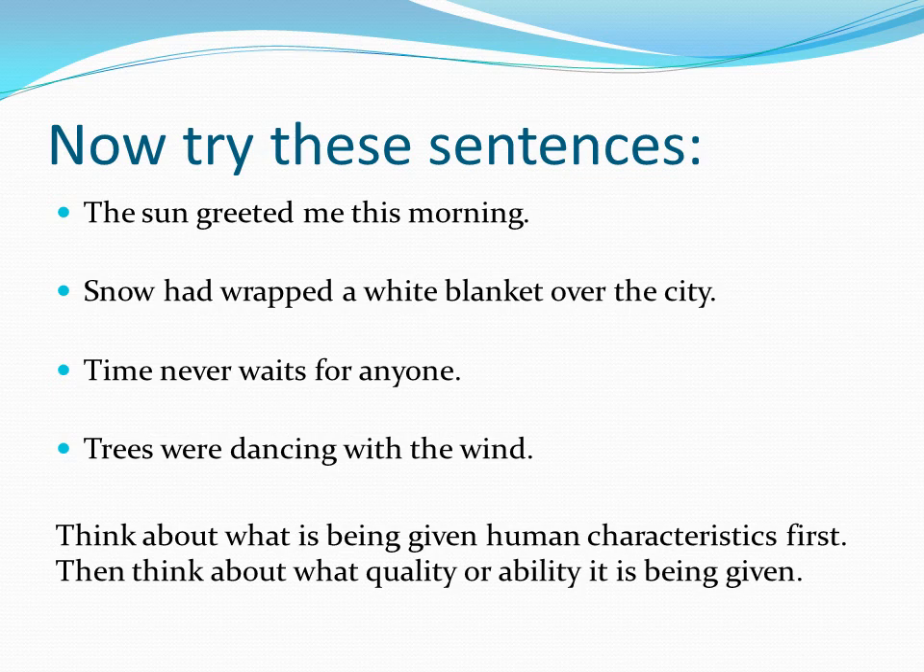Now take some time and go ahead and look at these sentences. There's four of them. I want you to think about what is being given the human characteristics in the sentence first. And then when you find out what the object is, think about what quality or ability is being given that personifies that object. Your four sentences are, "The sun greeted me this morning," "Snow had wrapped a white blanket over the city," "Time never waits for anyone," and "Trees were dancing with the wind." So go ahead and take a few minutes, seconds, however long you need, to try and figure it out.